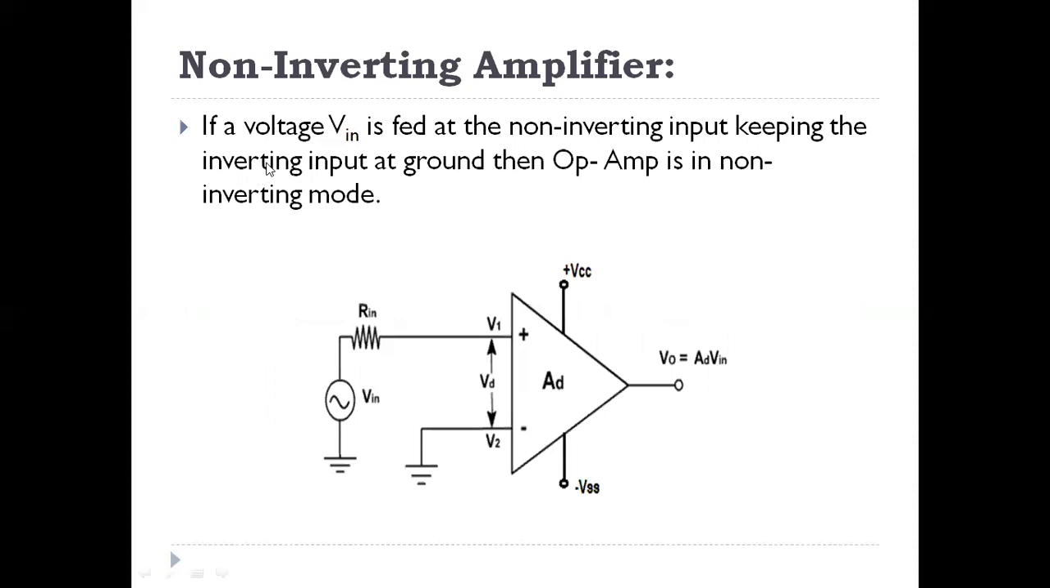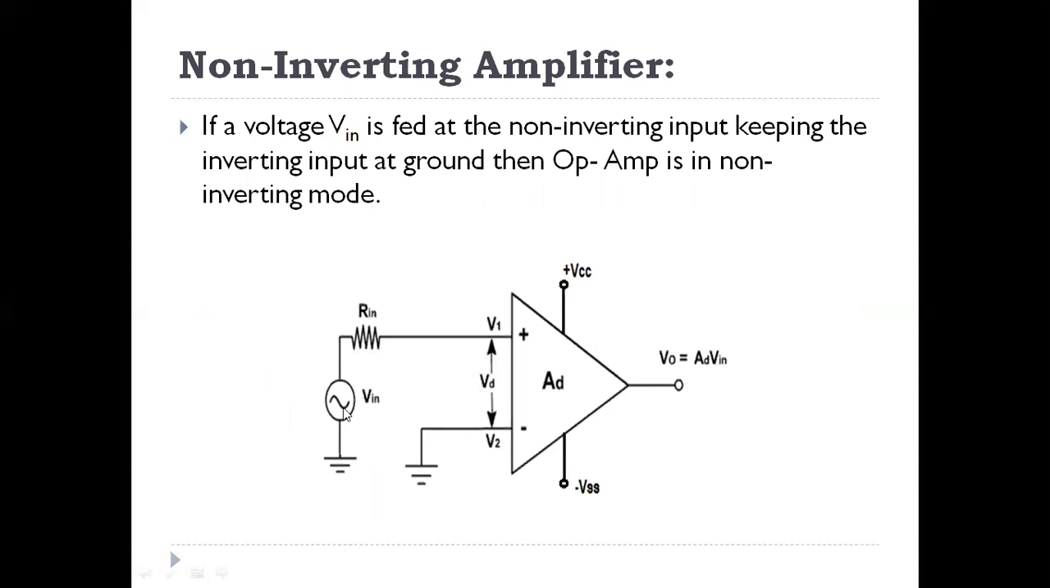And the second type of application is the non-inverting amplifier. This is also in open loop configuration. There is no feedback from output to the input. So what is meant by a non-inverting amplifier? For the non-inverting amplifier, we are applying the input to the non-inverting terminal and the inverting terminal will be ground. So if a voltage Vin is fed at the non-inverting input terminal of the op-amp and the inverting input terminal is kept at ground, then this type of amplifier is known as a non-inverting amplifier.